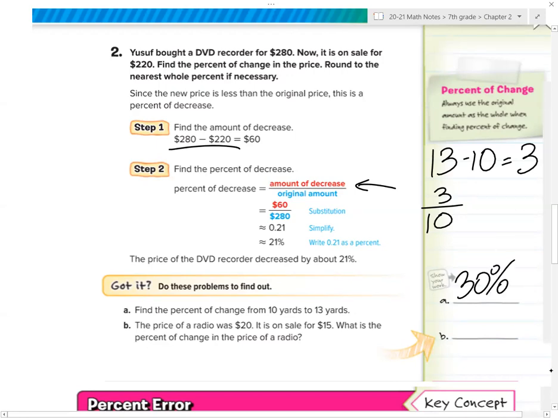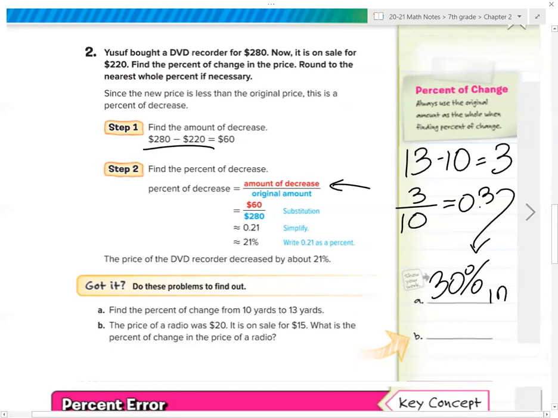Three divided by 10 is 0.3, which is, come on. Why? Wow, the collaboration is off. There we go. So that's 30%. Now it's not only a 30%, it's a 30% increase.